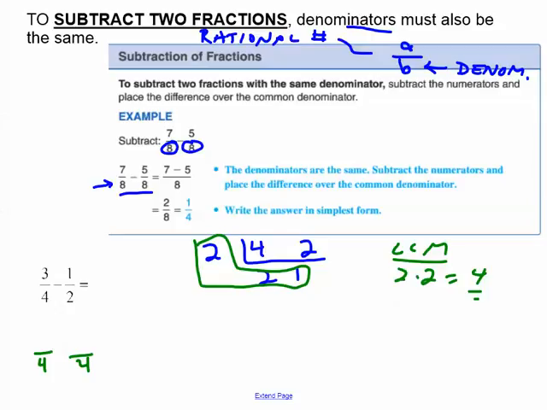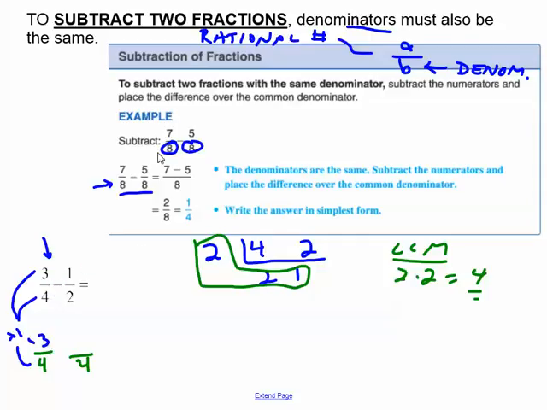So here's our blue fraction. We're going to convert that one to fourths. Well, we don't need to do anything to it. You could do the steps and say 4 times 1 gives me 4, and 3 times 1 also gives me 3. So 3/4 is 3/4.